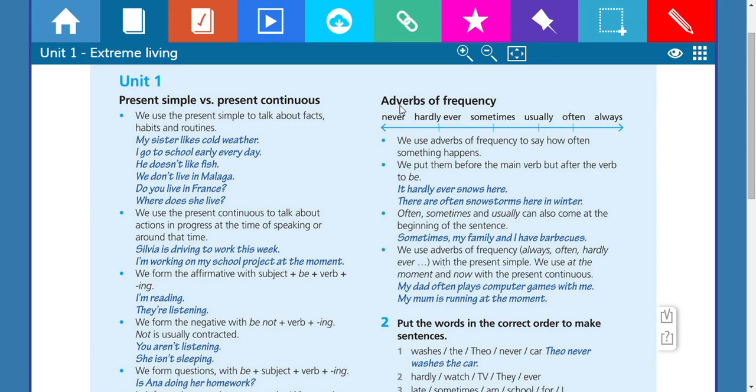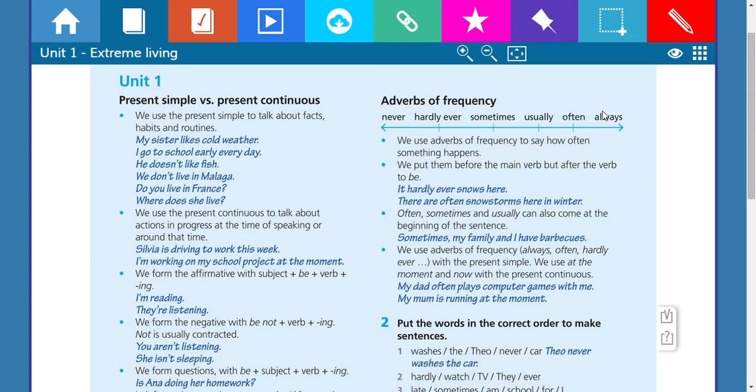There's no problem, okay? And you know the meaning of all of them. And here it says we use adverbs of frequency to say how often something happens. If I say always, for example, I always speak English, so every day, every minute, every hour, I speak English. Or for example, I never speak German because I don't know how to speak in German. No, it's impossible for me.